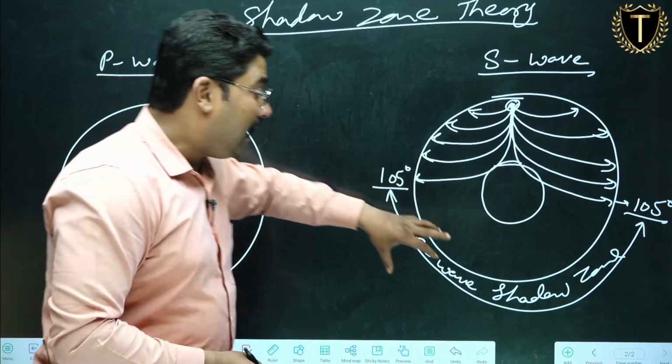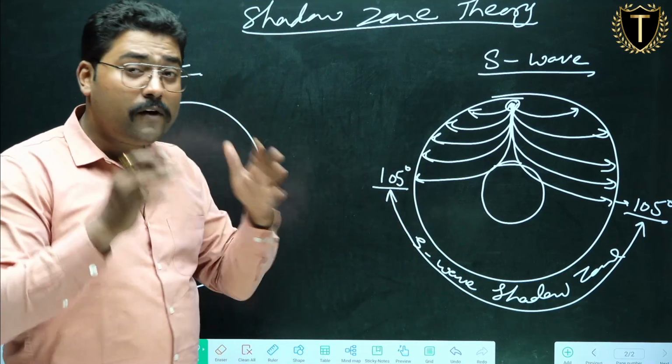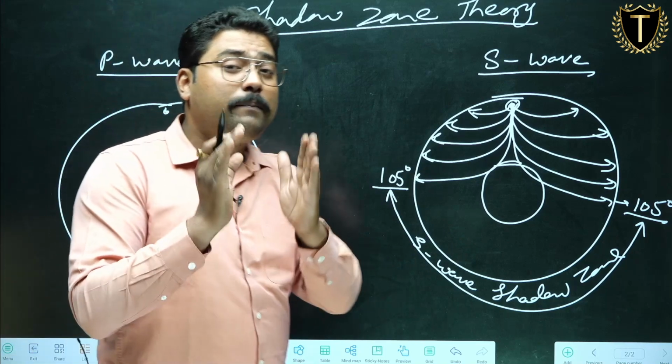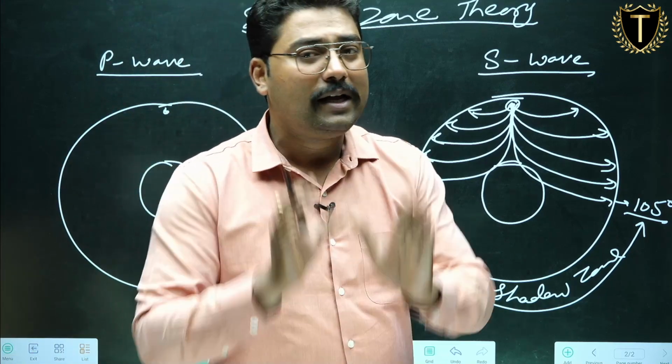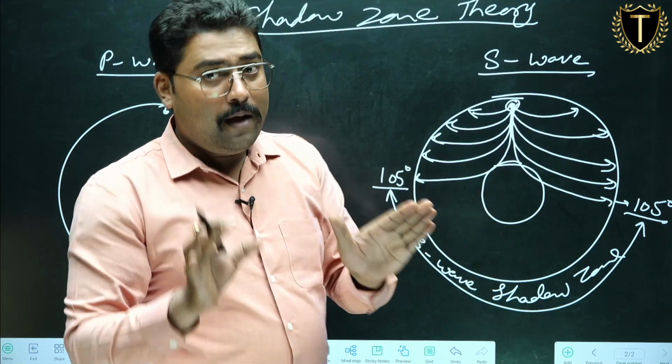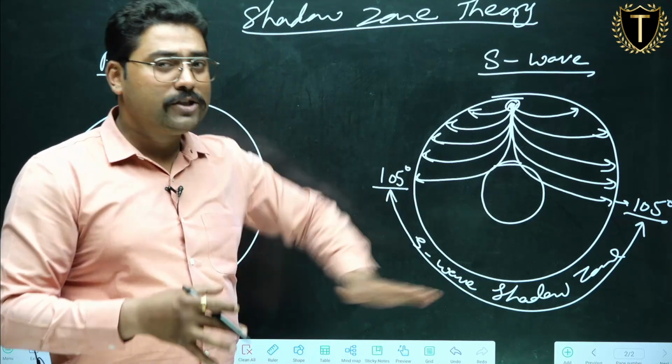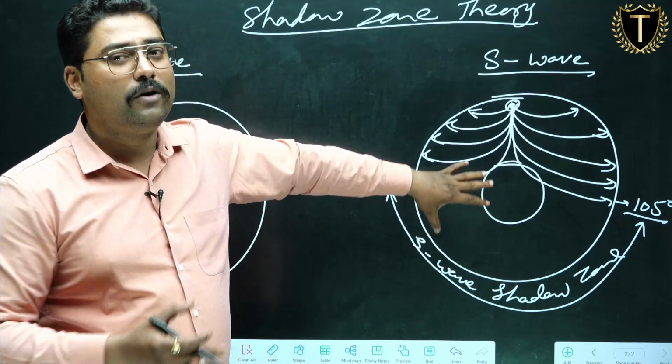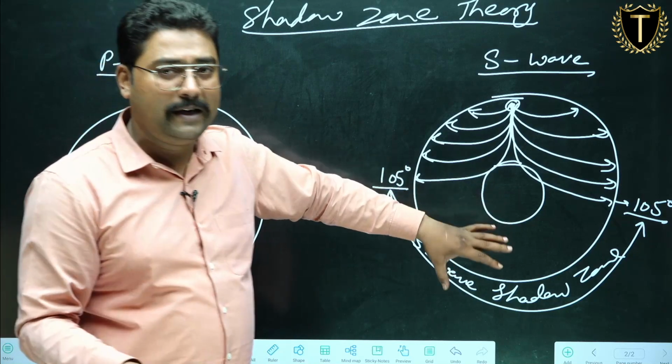Now this S wave shadow zone confirms to us that the matter beyond 2900 kilometers is no longer solid, but liquid. This is confirmed by the S waves because they can't pass through a liquid or gaseous medium.